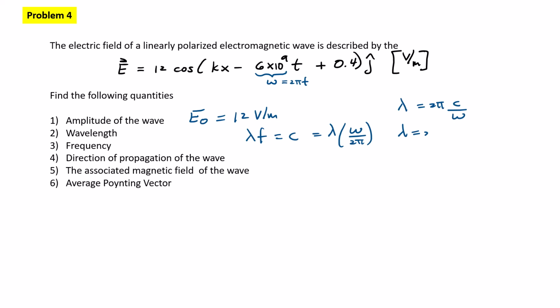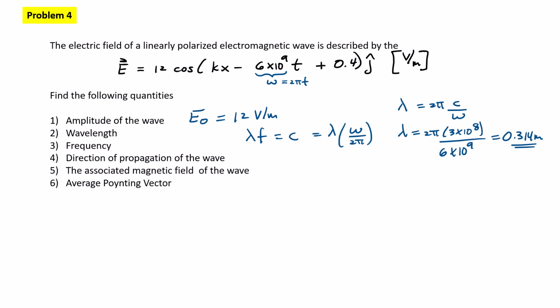Now we substitute in all the numbers. 2 pi, 3 times 10 to the 8, divided by the angular frequency, which is 6 times 10 to the 9. We go ahead and substitute in all of the values, and you should get something to the order of 0.314 meters. That is the wavelength.